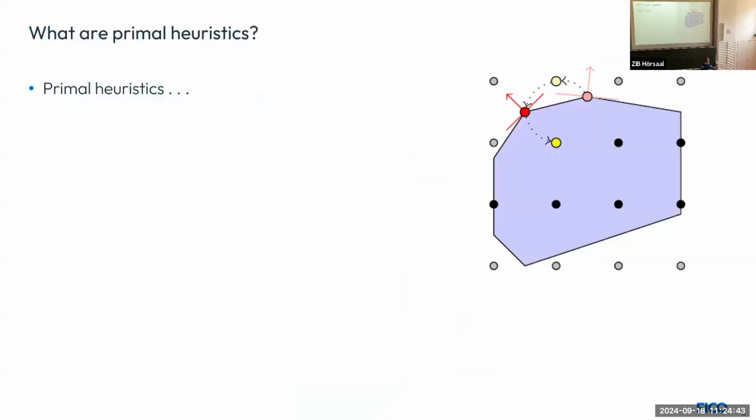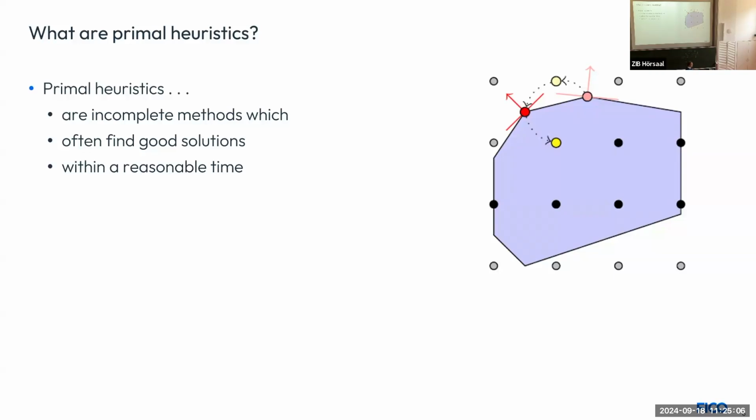Okay, but what are primal heuristics? Primal heuristics are incomplete methods, unlike cutting plane methods or branch and bound, which is a complete, exact method of solving a problem. They are incomplete. They often find good solutions, not always. At times, they might not even find anything within a reasonable time, without any warranties. So neither does it guarantee finding anything, nor do they provide any dual bounds to the problem, just good primal solutions, hopefully.